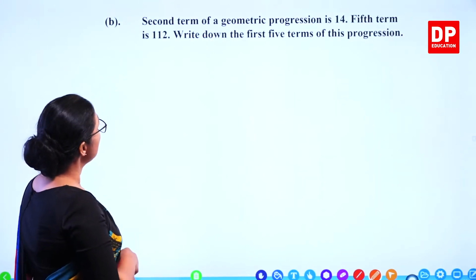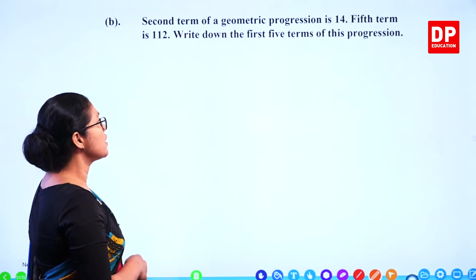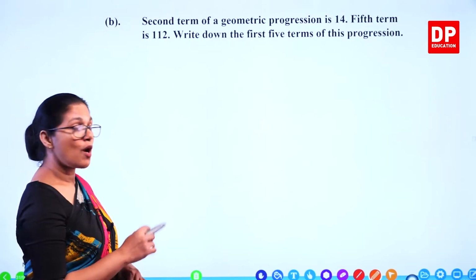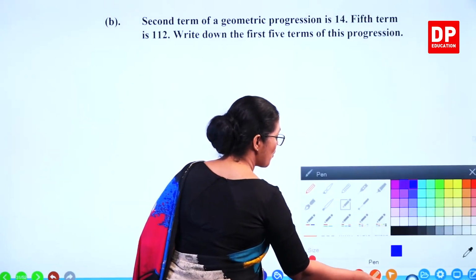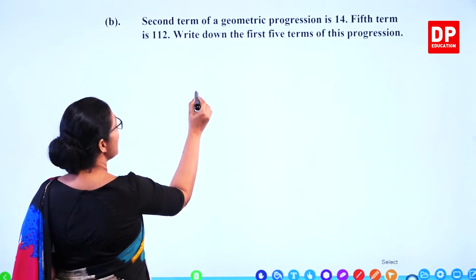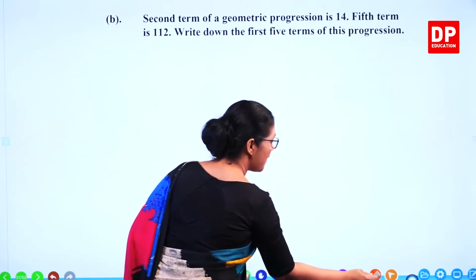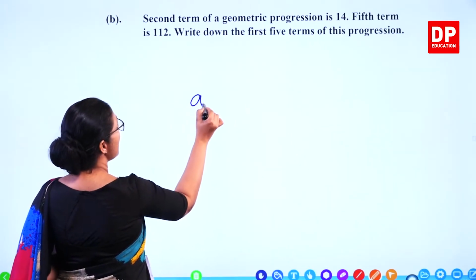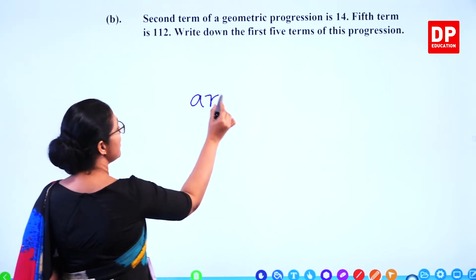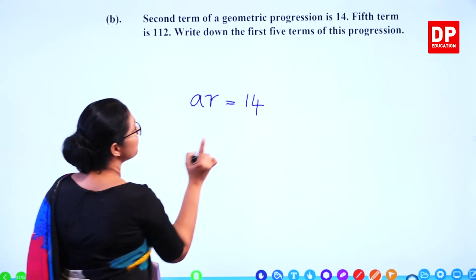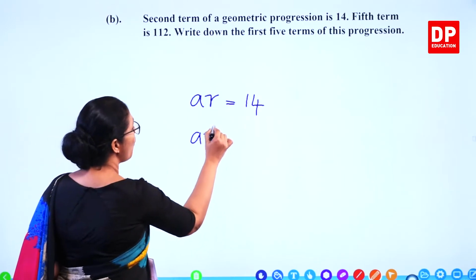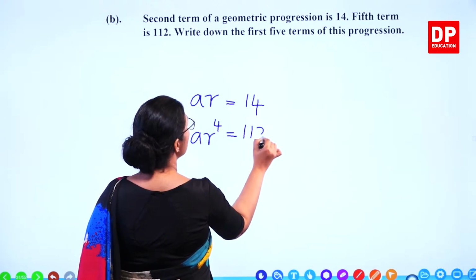Let's take part B. Second term of a geometric progression is 14. Fifth term is 112. Write down the first 5 terms of this progression. Now it's a geometric progression. So how do you write the second term? If A is the first term, I can write AR to the power 2 minus 1, so AR is equal to 14. Fifth term, how can I write? AR to the power 5 minus 1, that's 4, is equal to 112.